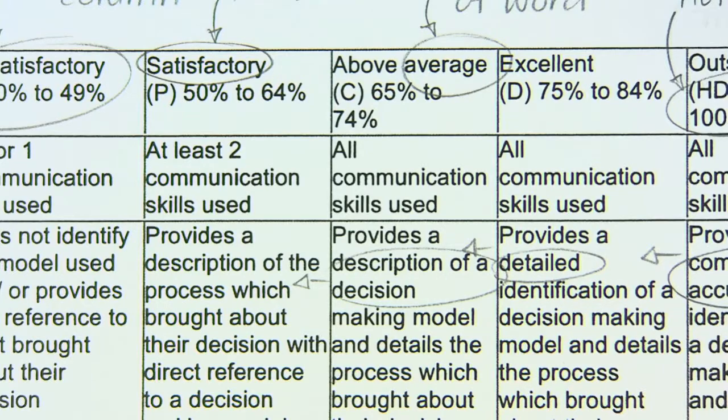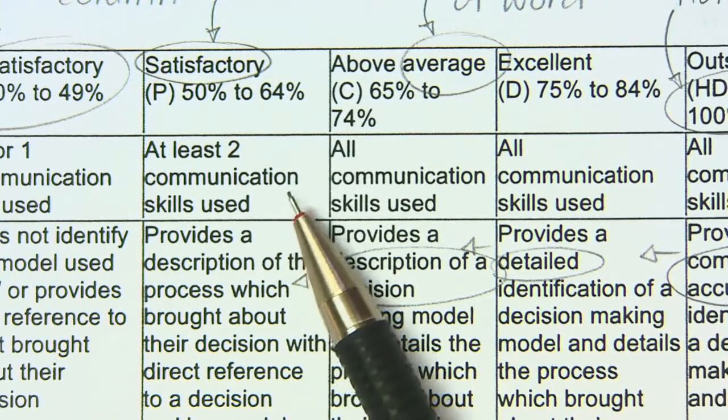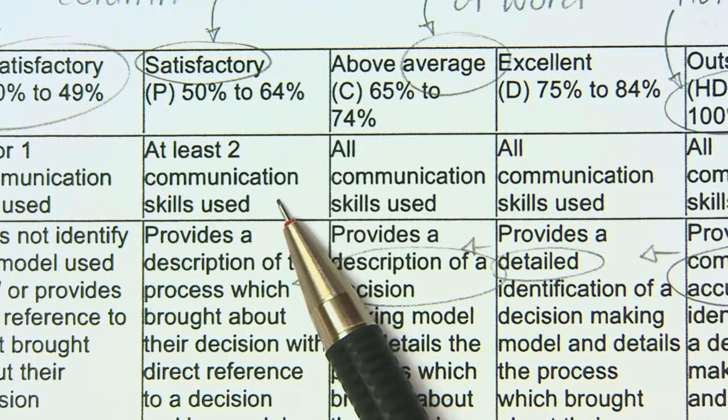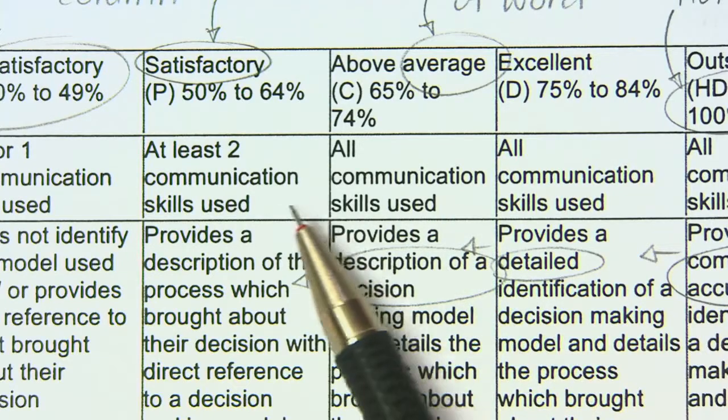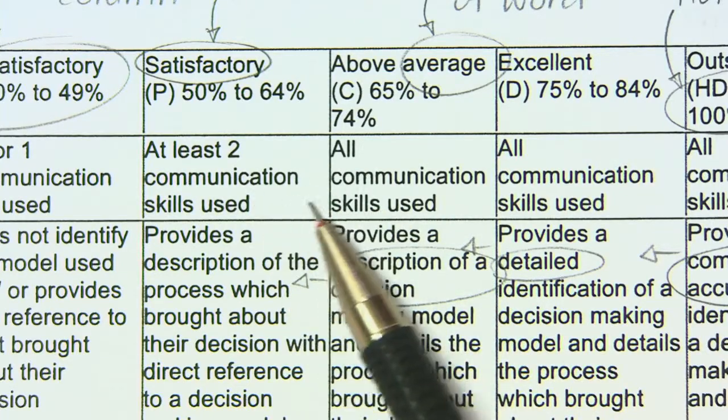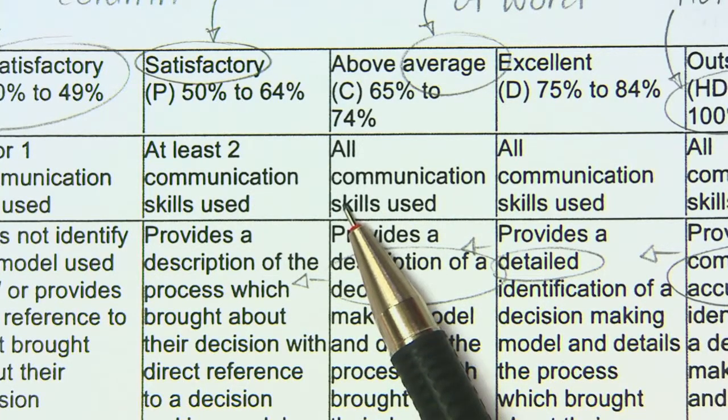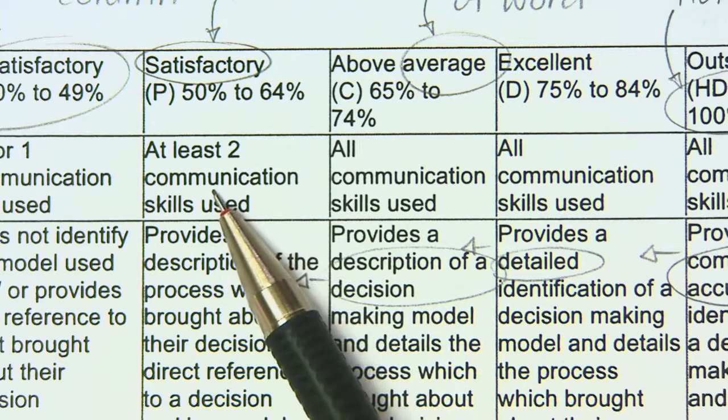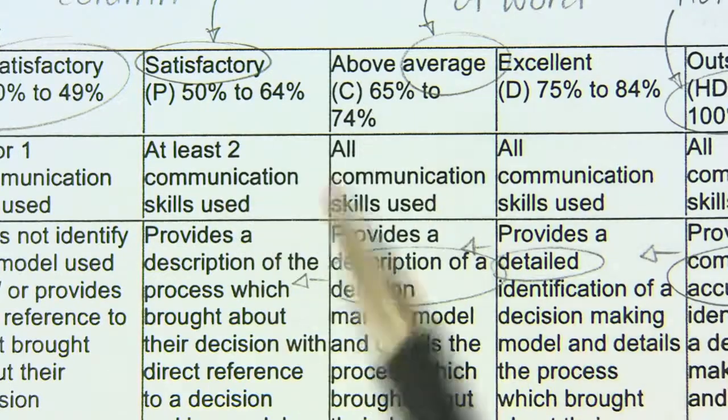I just picked up another issue, which I probably should address right now. Only at least 2 communication skills are used. Well, the difference between here and here, I'm not aware of how many communication skills I need to use. So if 3 was the maximum, then I could still reach this standard by using at least 2 communication skills. No, that doesn't make sense, does it?